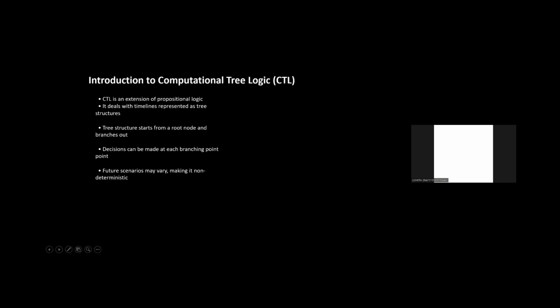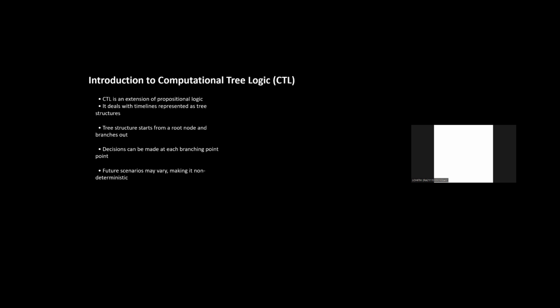Decision branch points. As you move along the branches of the tree, you encounter various branching points. At these points, decisions can be made or different possibilities can be explored. These branching points typically represent choices or non-deterministic events.